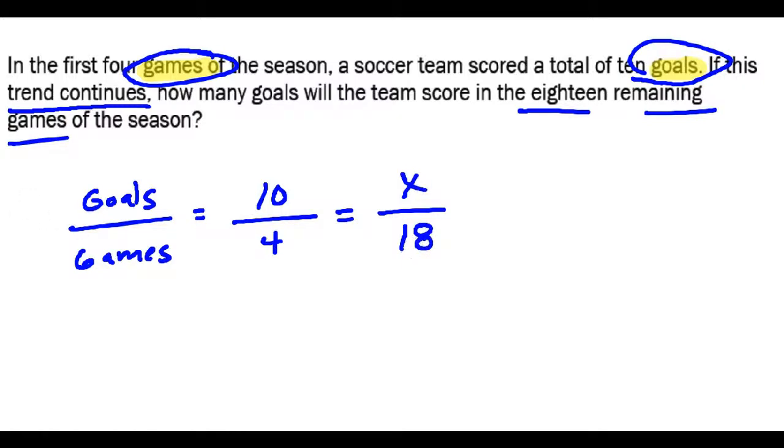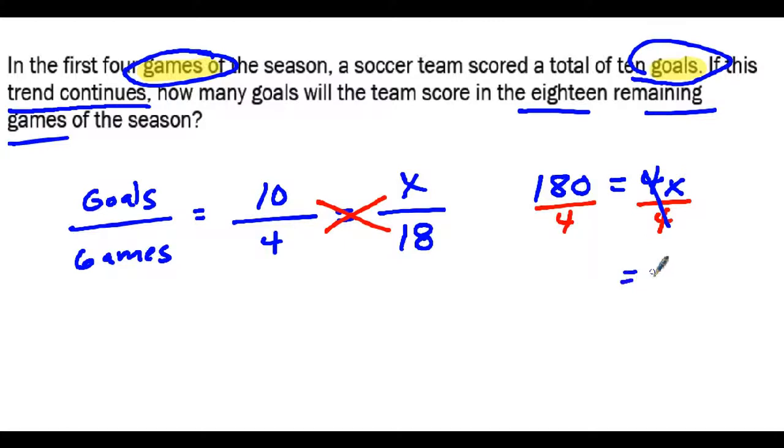Now, you know what to do. We're going to cross multiply. So let's start with 10 times 18. Well, that's simple. 10 times 18 is going to equal 180. And 4 times x is 4x. Well, the 4 in front of the x is implied as being multiplied. We do the inverse operation, which is to divide. So let's divide by 4.